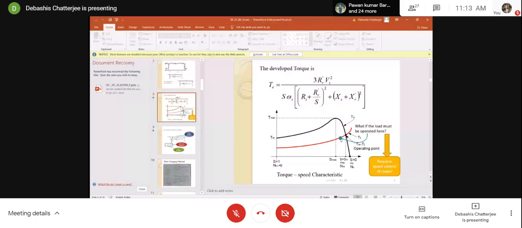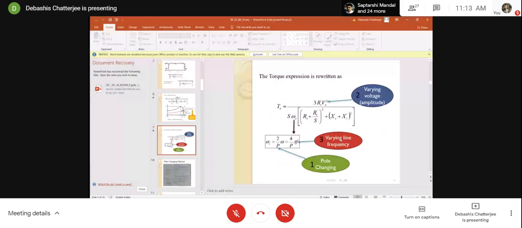Because you want to operate the motor at different load operating points, because the load can have different demands. Now you see again our torque equation that we showed earlier. This torque equation has these variables: one is Vs, and another, if you replace omega s with 4 pi f by p, is frequency, and another is the number of poles.